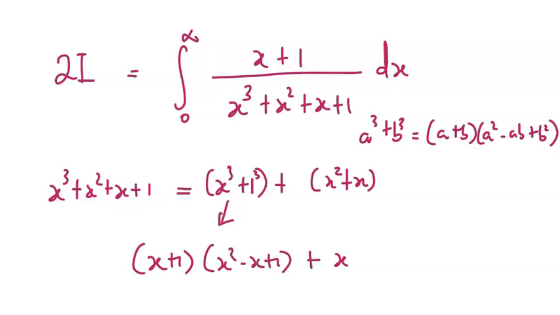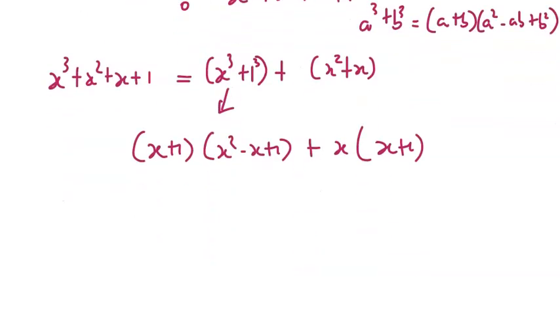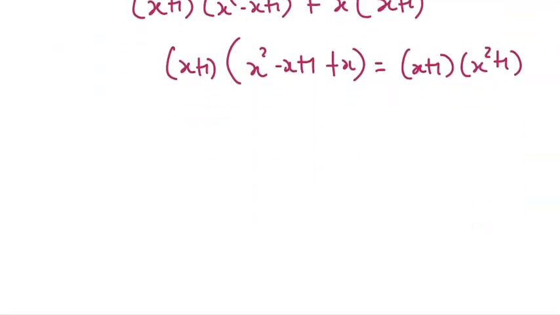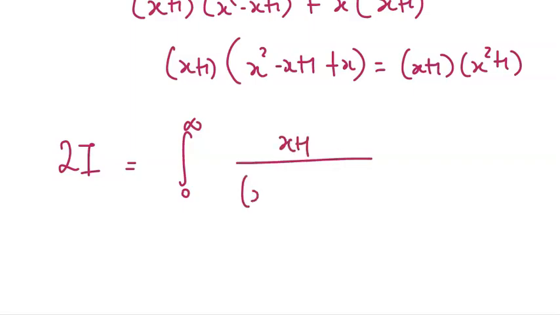And here we have to factor out x, and we have x plus 1. So you can see x plus 1 is common, so we can take it out, right? If you take it out here, then we are left with x squared minus x plus 1 plus x, which finally gives us x plus 1 and x squared plus 1. My God, this is really cool. So we have 2I is equal to the integral from 0 to infinity of x plus 1 divided by x plus 1 multiplied by x squared plus 1, and then we have our dx.